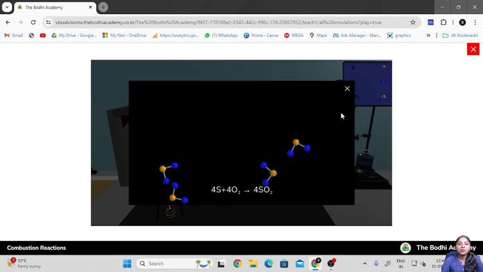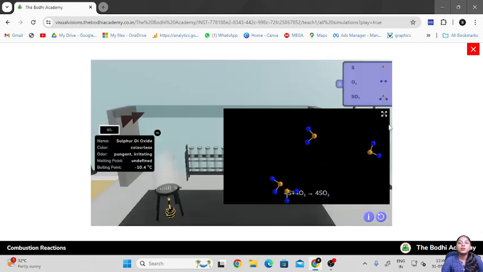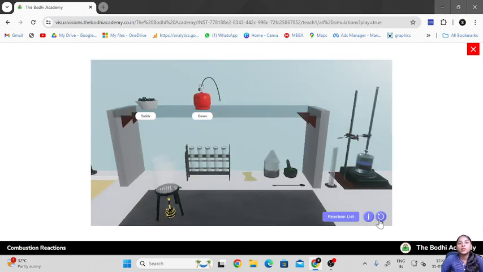So this is the combustion reaction, in which it is the reaction between two substances, usually including oxygen, and it is accompanied by the generation of heat and light in the form of flame.